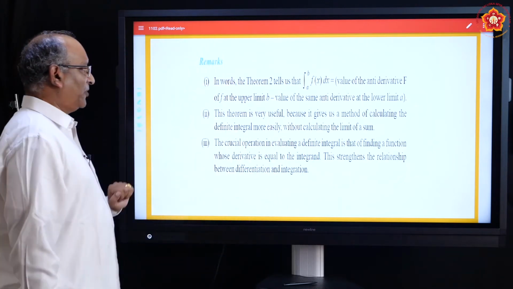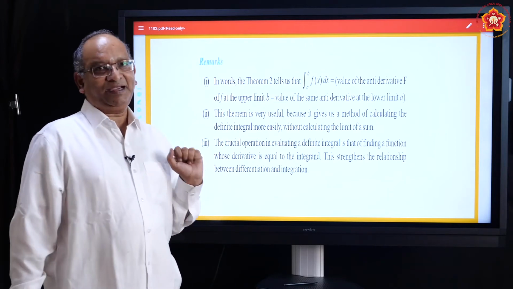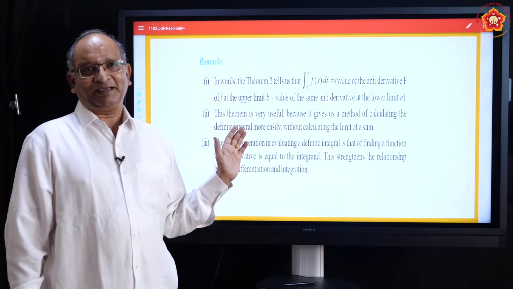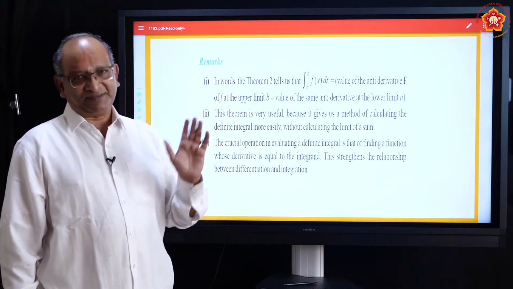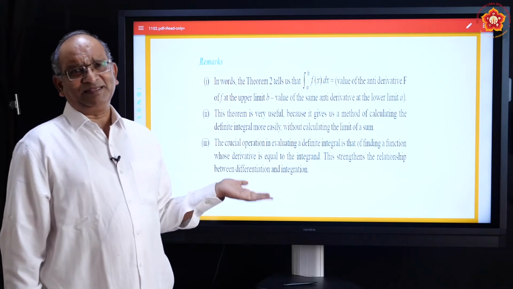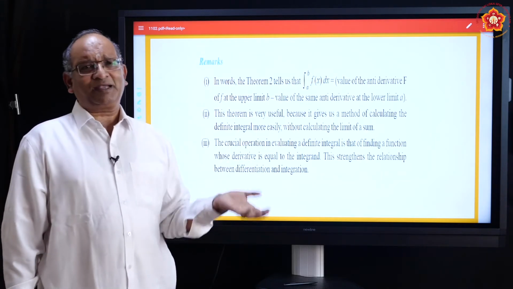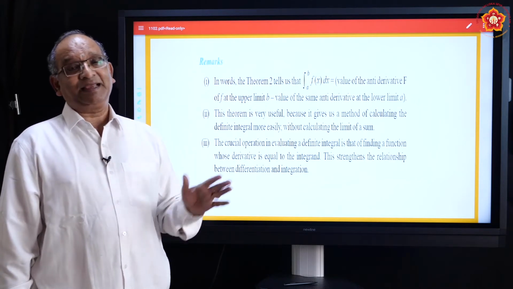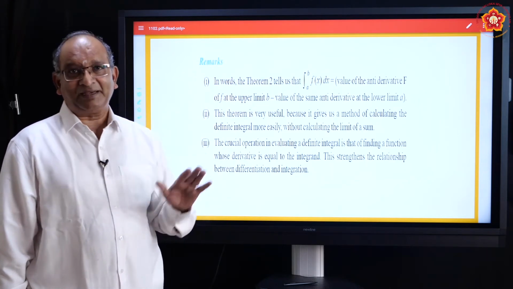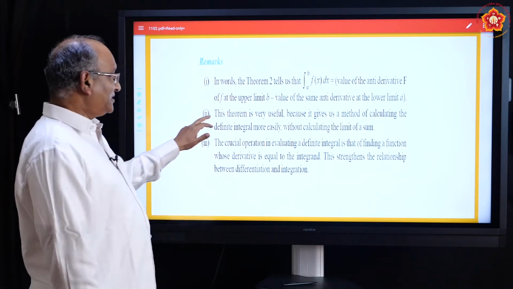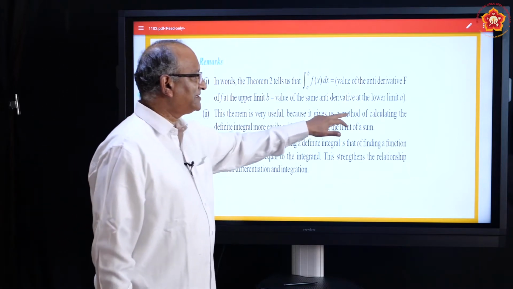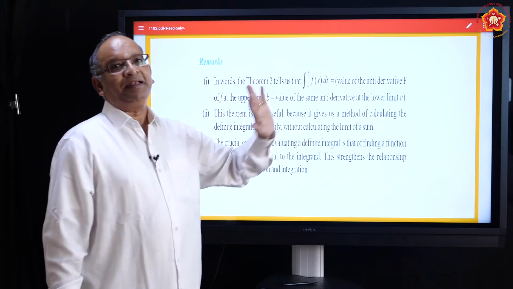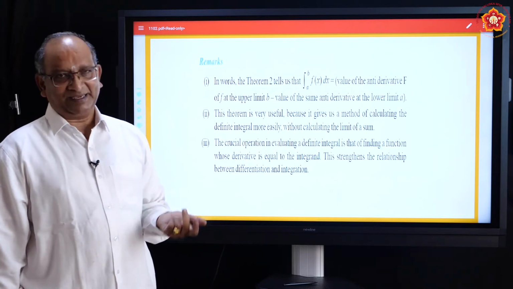Okay. Come to the next point. This theorem is very useful. Why is it very useful? We don't need the lengthy method which we followed yesterday, of integration as limit of sum. It makes our job so easy. And once you know this is the shortcut, why on earth would anybody go for the other method, unless the examiner wants you to do it by that method alone. So this theorem is very useful because it gives us a method of calculating the definite integral more easily, without calculating the limit of sum, which we did yesterday.